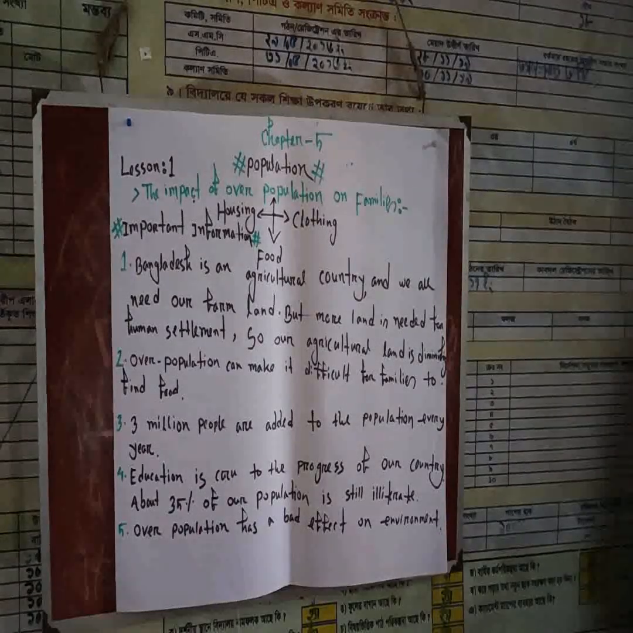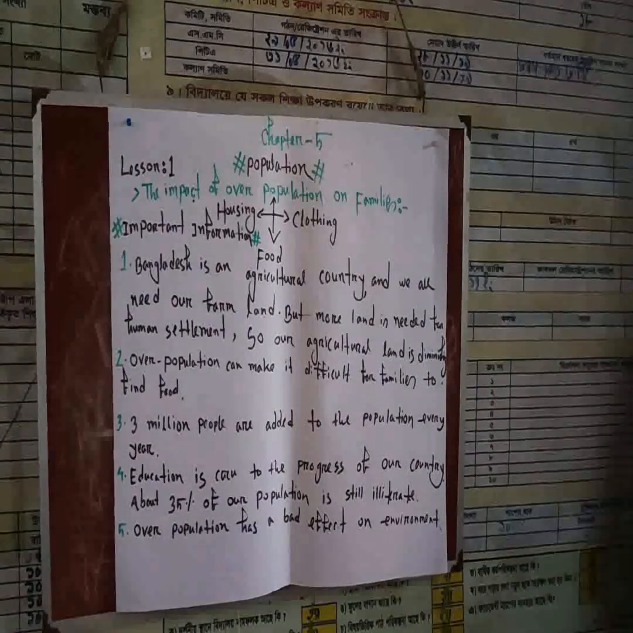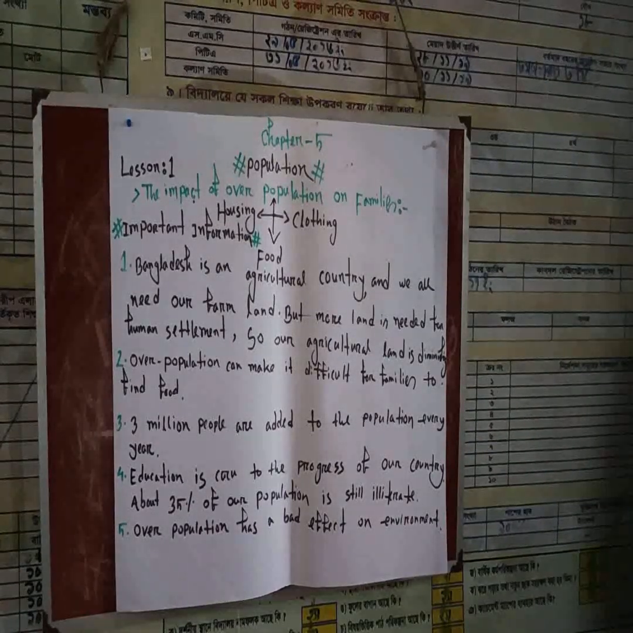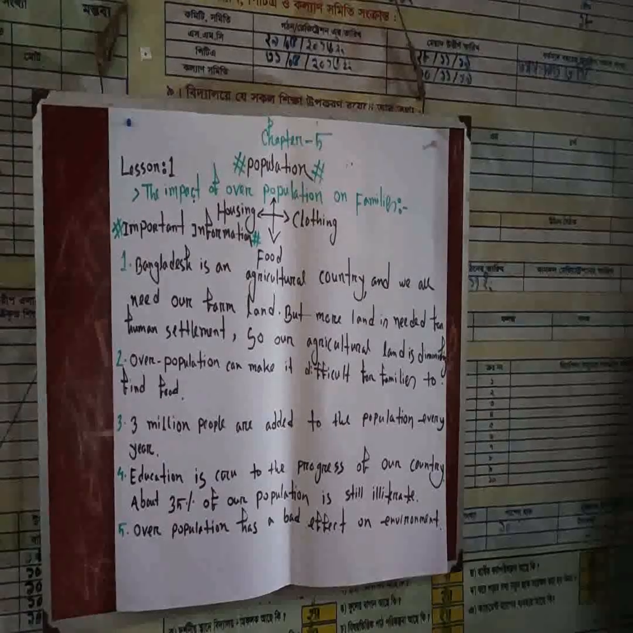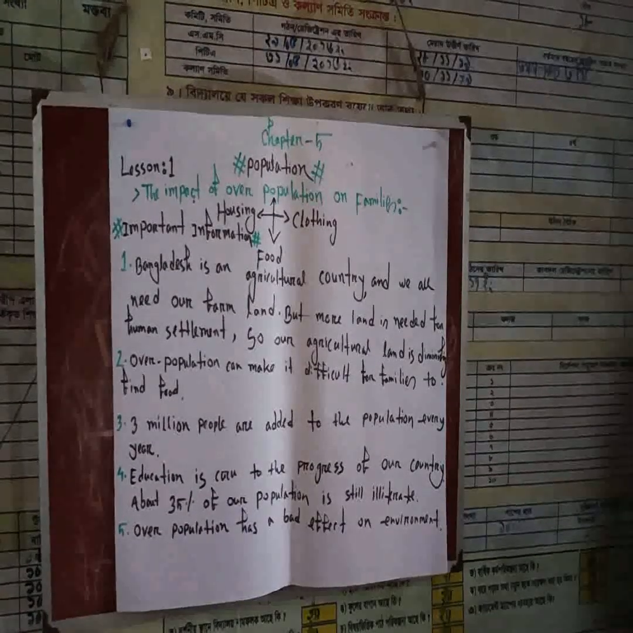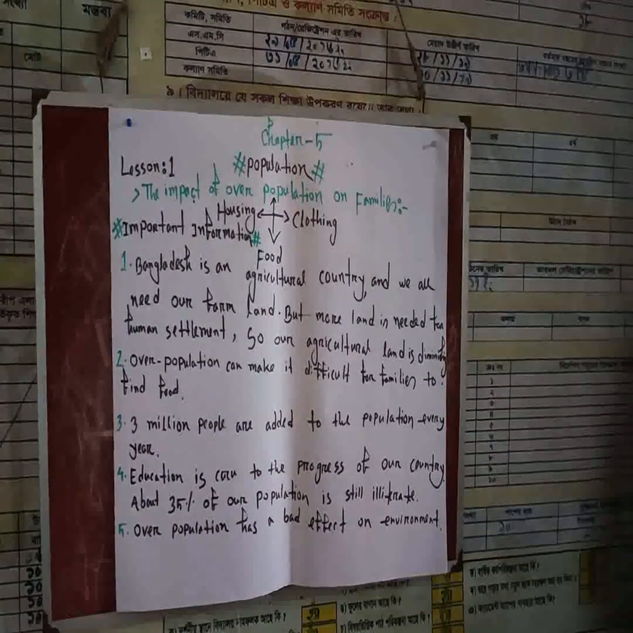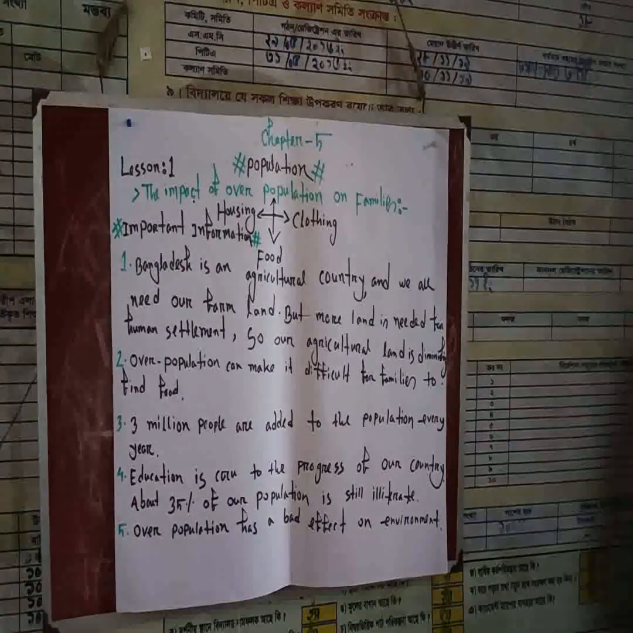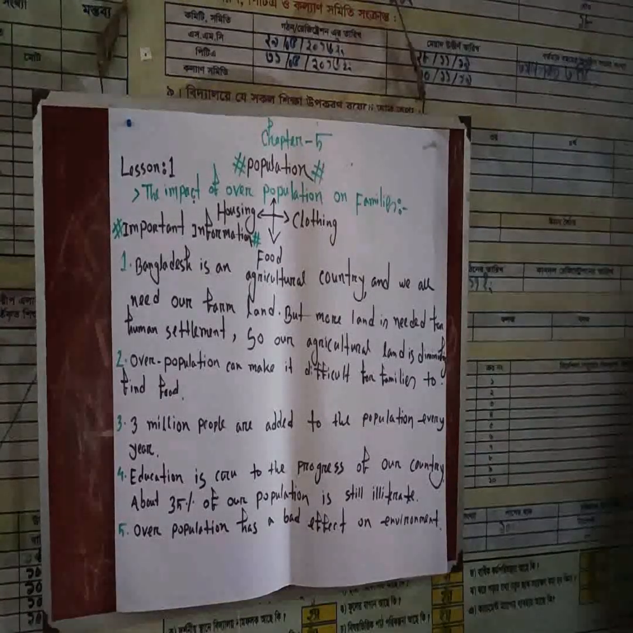And number two, overpopulation can make it difficult for families to find food. So that's why we have to solve this problem. Actually, it's quite impossible for us to solve this major problem in our country. But we can take some preventive measures to reduce this problem, this growing problem. Well, and apart from this, 3 million people are added to the population every year. So family planning is very necessary to reduce this problem in our country.